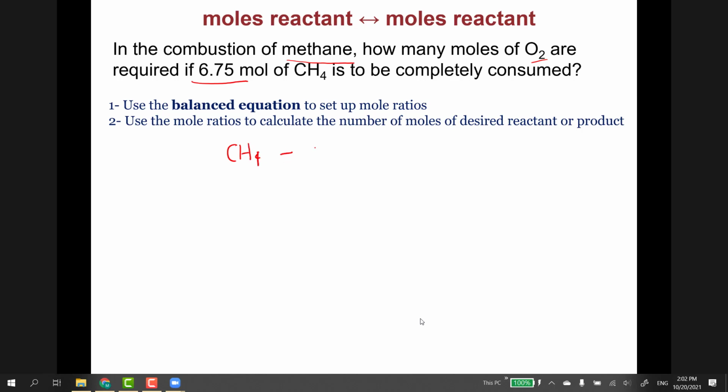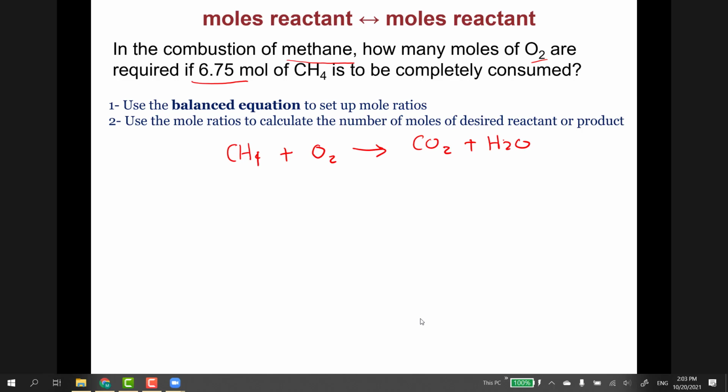It's going to react with oxygen, which is O2, to form carbon dioxide plus water. This is not a balanced equation yet. It just summarizes the species that will participate in the reaction. But we have to make sure that the number of atoms of each element are equal on both sides. Balancing the equation is our first step.